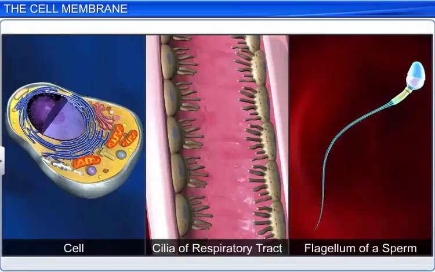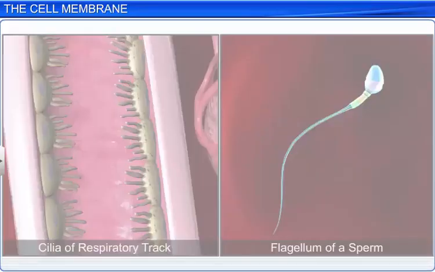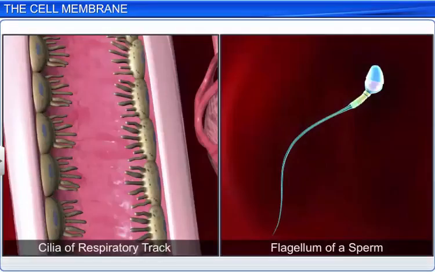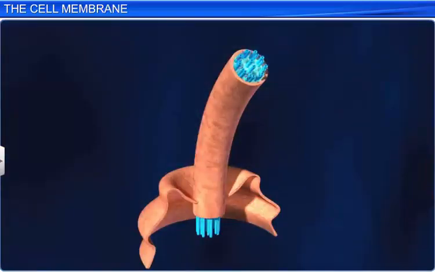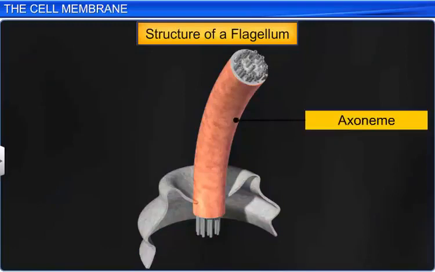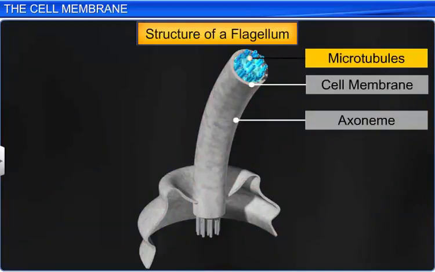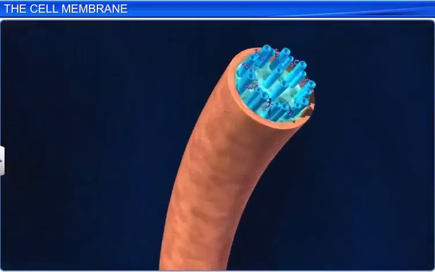The cell membrane, which helps in the transport of substances, is also a part of the cilia and flagella, hair-like structures that project from the cell's surface. These structures emerge from centriole-like structures called basal bodies and share a similar structure, though cilia are smaller than flagella. Their core, called the axoneme, is covered by the cell membrane and has numerous microtubules running parallel to its axis. Two microtubules join to form a doublet.